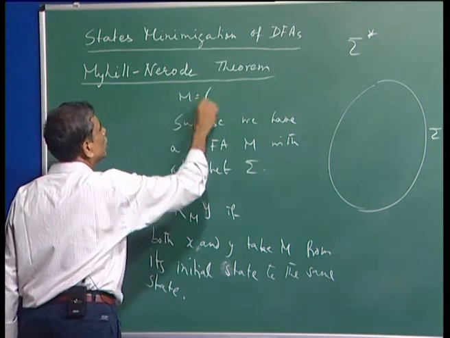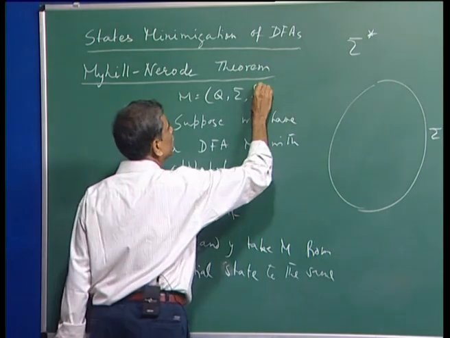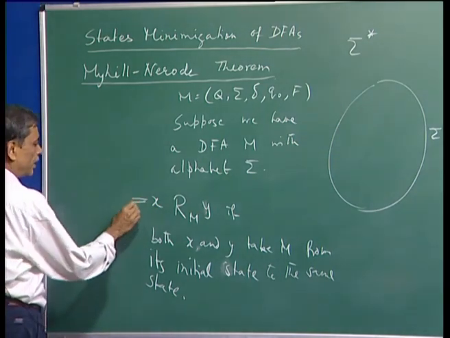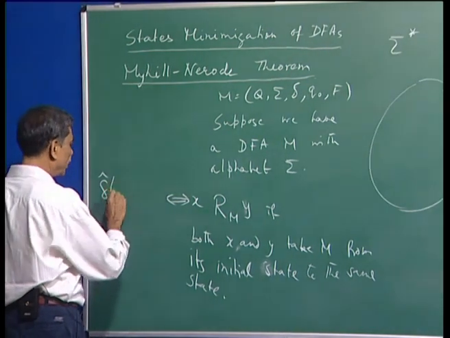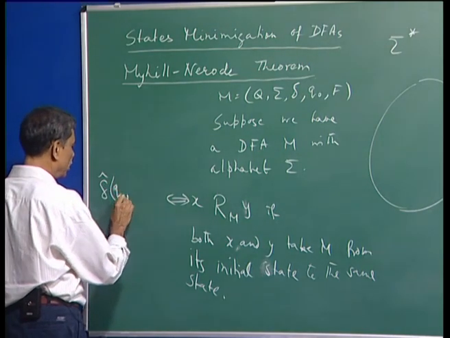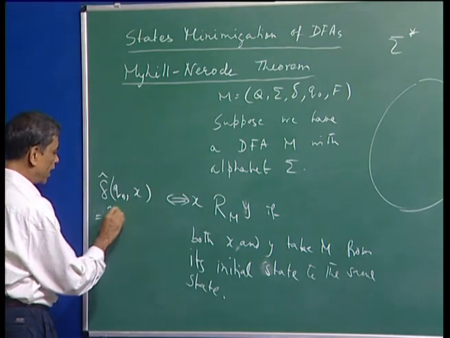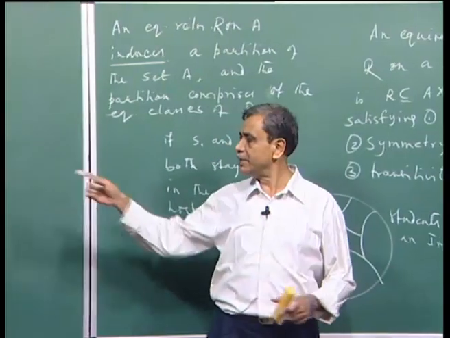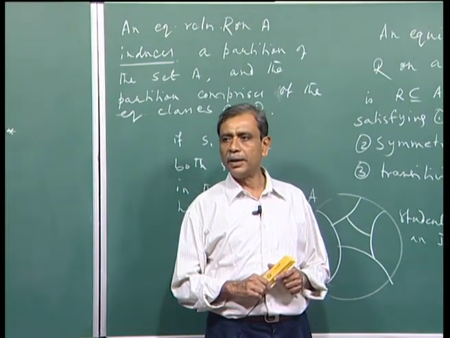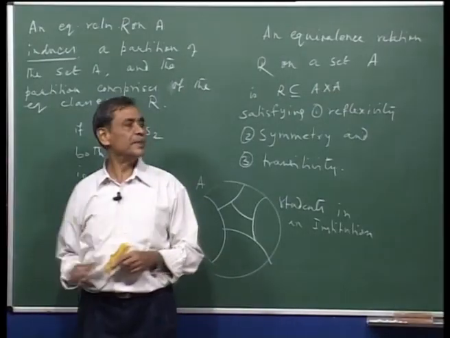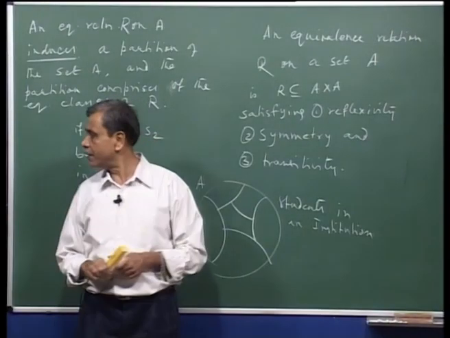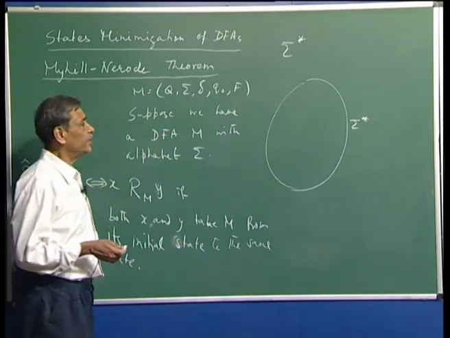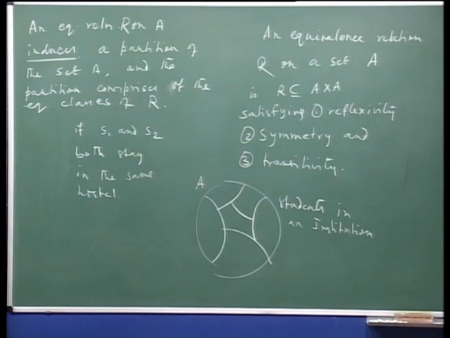So if M was Q, sigma, delta, q0 and F, then what we mean is: x Rm y if and only if delta hat of q0, x, which gives me a state, is the same as delta hat of q0, y. Now, it is fairly simple to see that this relation Rm is also an equivalence relation. We just have to verify that Rm satisfies reflexivity, symmetry and transitivity. Further, being an equivalence relation defined on the set sigma star, the relation Rm induces a partition on sigma star.